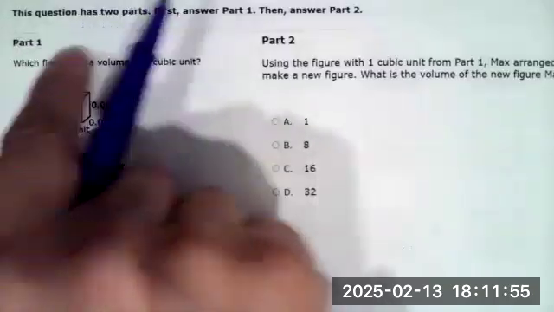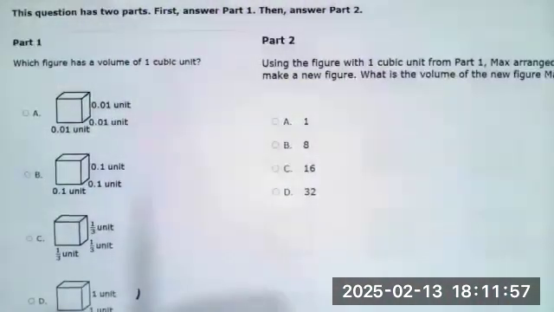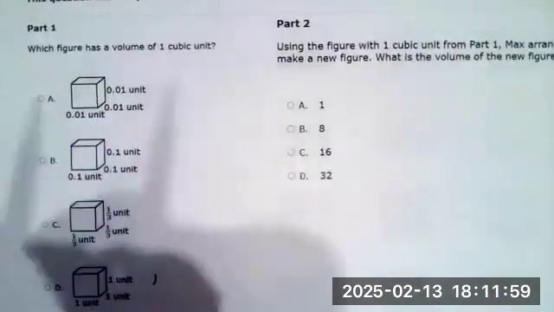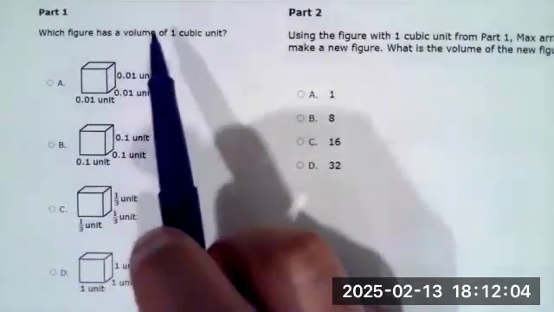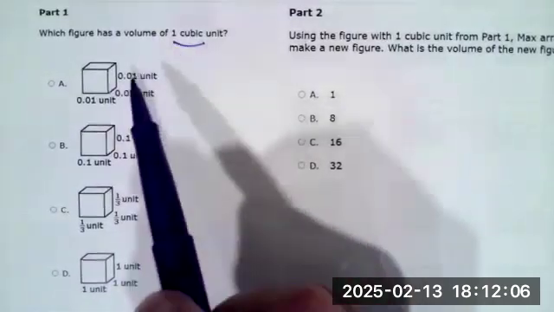So here we are. We're going to look at a question that has two parts. First, we're going to answer part 1 and then part 2. So let's take a look at part 1. What's it asking us to do? It says, which figure has a volume of 1 cubic unit?